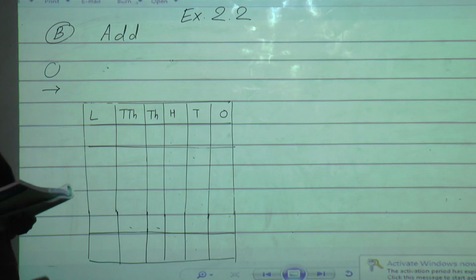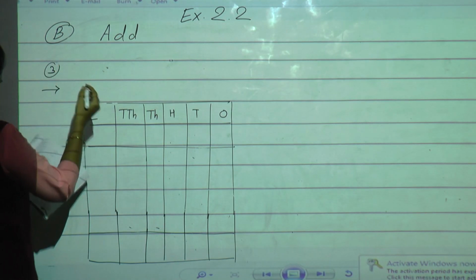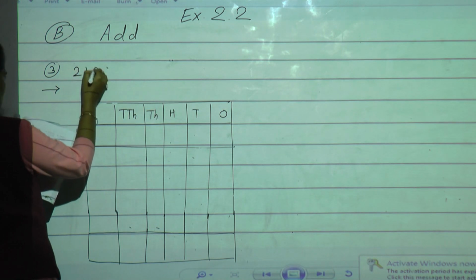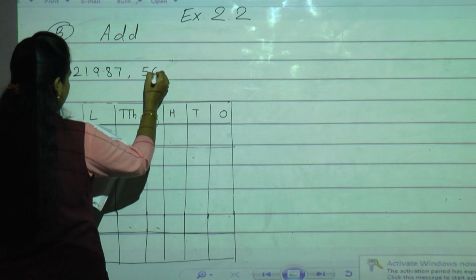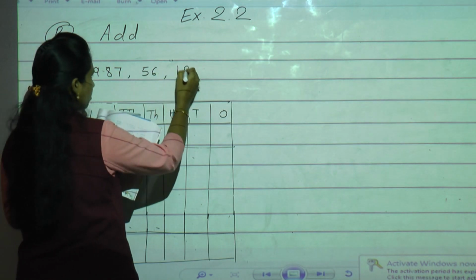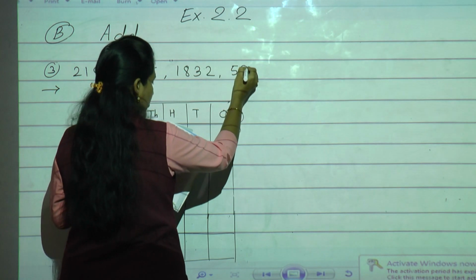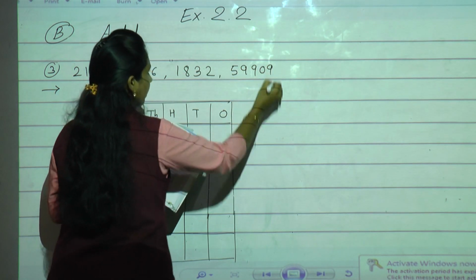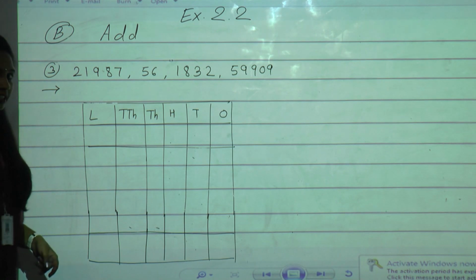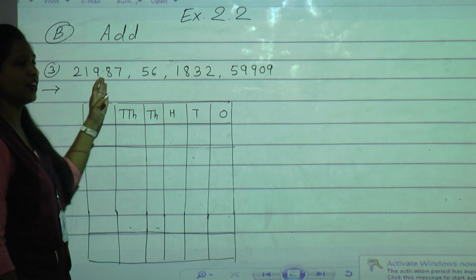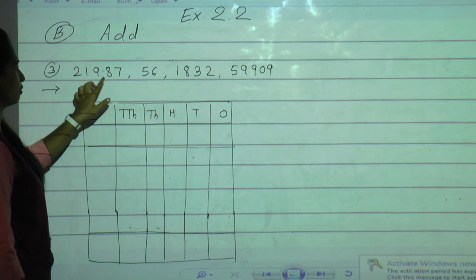Now one more example we will solve. Now we will solve the third one. What is the third one? 21,987,56 and 1,832 and 59,909. Now if the place value chart is perfect in your mind, how we can place numbers in the place value chart directly, you see.